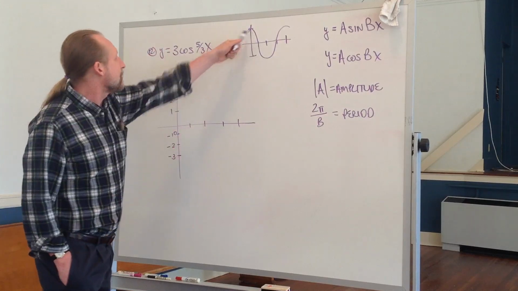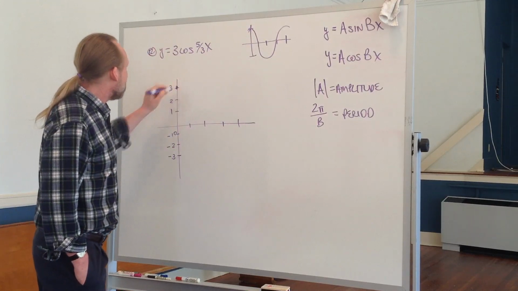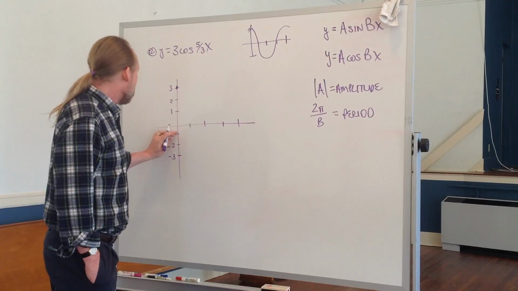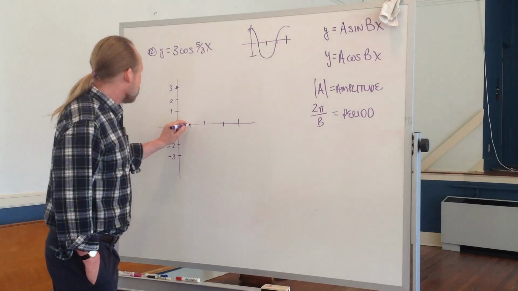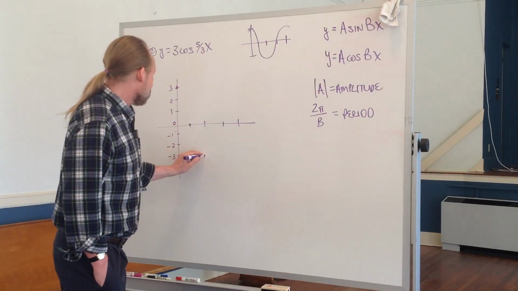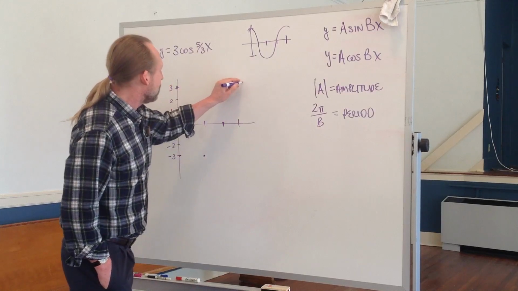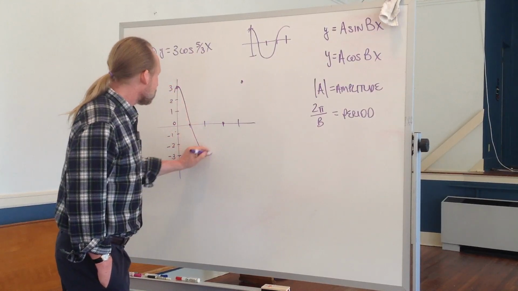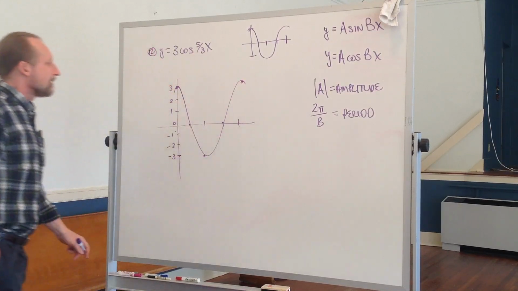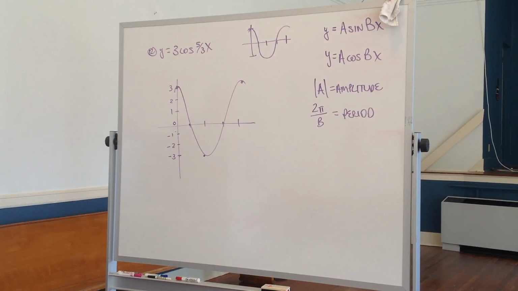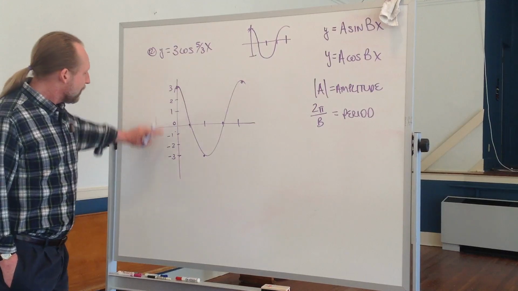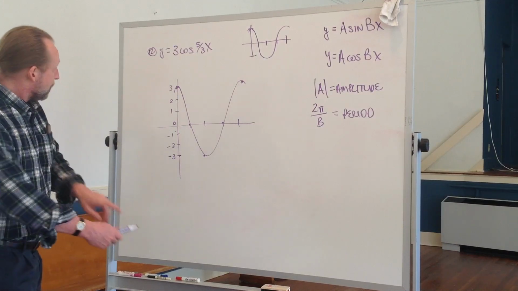So we're going to start up at the maximum, which is positive 3, and then go down to 0, minimum, 0, maximum. Draw our little sketch, and so it's going to look like that. Okay, standard cosine graph with an amplitude of 3.